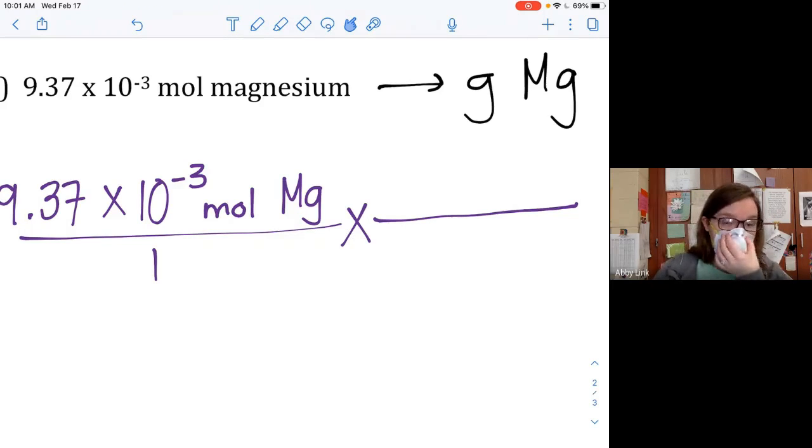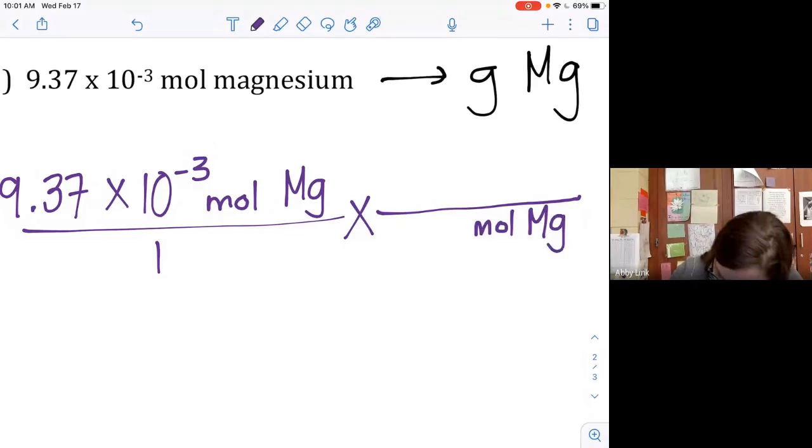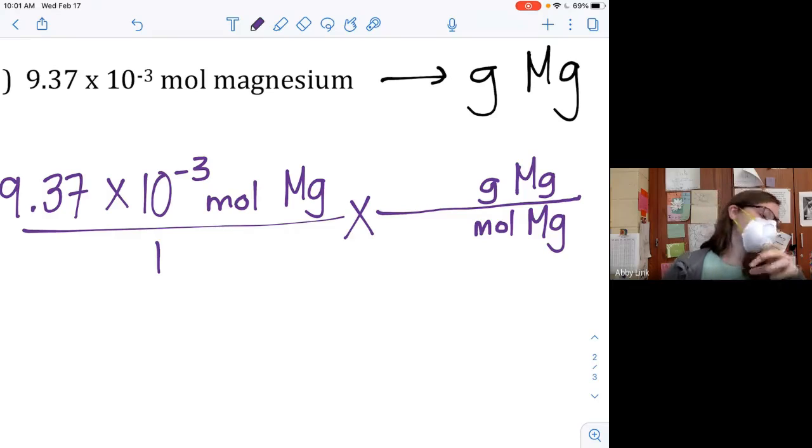All right, because I'm starting with moles of Mg, I have moles of Mg at the top there. What that tells me is that I need moles of Mg in the denominator of my conversion factor because I'm trying to cancel out those units. All right, on top then has to be grams of Mg. I'm thinking molar mass. All right, so let's look to our periodic table. Magnesium's molar mass is 24.3050. I can round to 2 decimal places, so I'm going to round that to 24.31.